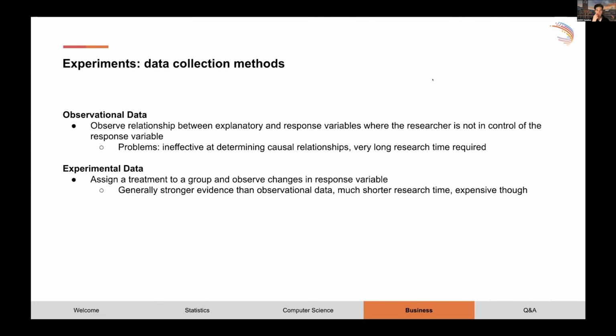So speaking of experiments, there might be two general ways to collect data from experiments in a broad sense. The two that you might have heard of are observational and experimental data. Observational data, the key is in the word observation. The definition is where we observe relationships between explanatory and response variables, where the researcher, us, is not in control of the response variable.